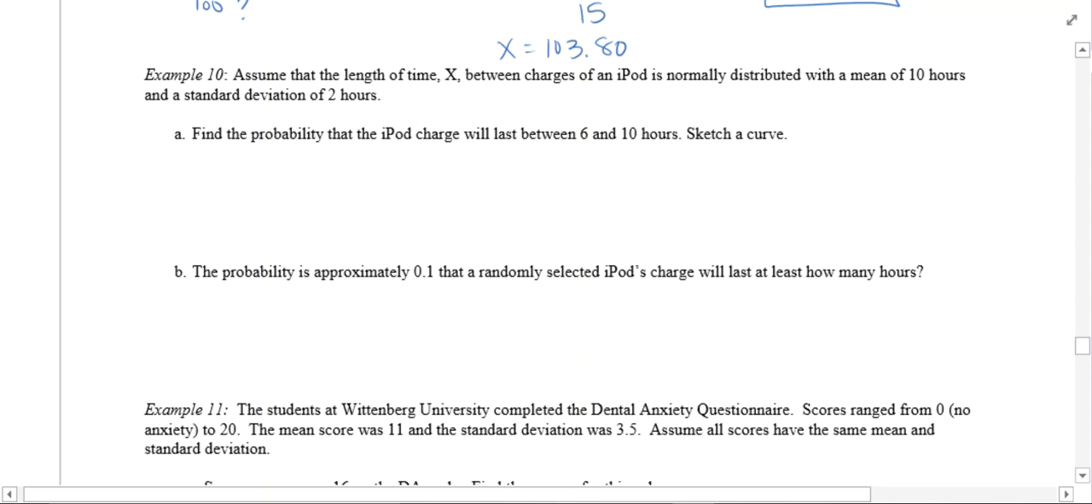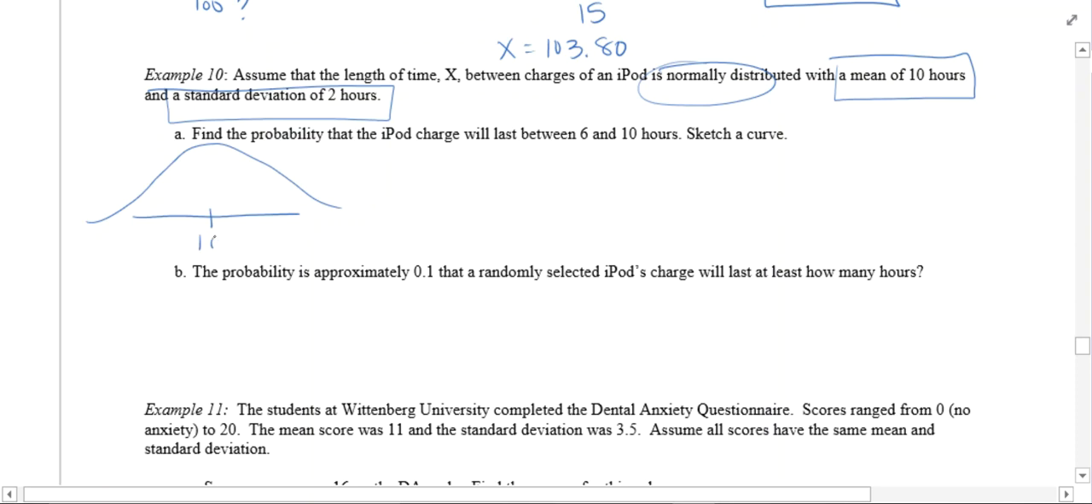Sketch a curve. Okay, so we know it's normal. We've got our mean of 10, standard deviation of 2. Okay, so our curve, we know we can draw a normal curve because it said it was normal. We're centered at 10, and we want to go between 6 and 10. Okay, so we need z-scores for both of those. So z-score for 6, we're going to subtract our mean of 10 and divide by 2. So hopefully you can do this one in your head. 6 minus 10, negative 4, divided by 2, get negative 2.